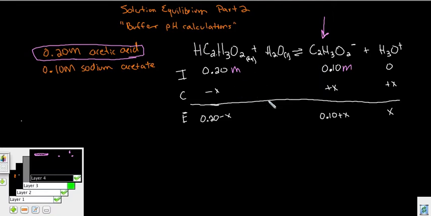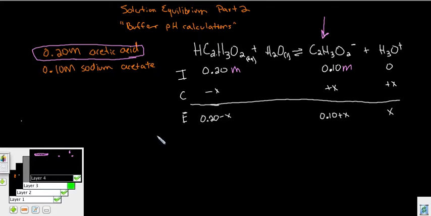All right, so here's our equilibrium expression. This one is 0.20 minus x, because this is a value of x, because there's a 1 there. And this is 0.10 plus x, because we're going to be adding some amount of molarity to what we have already. All right, so what do we do from here?